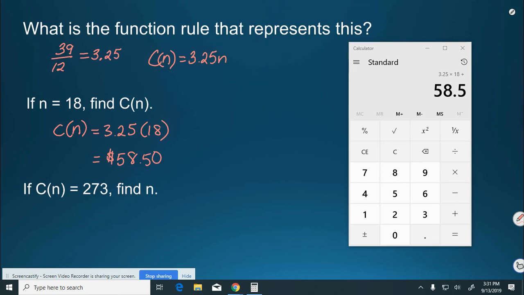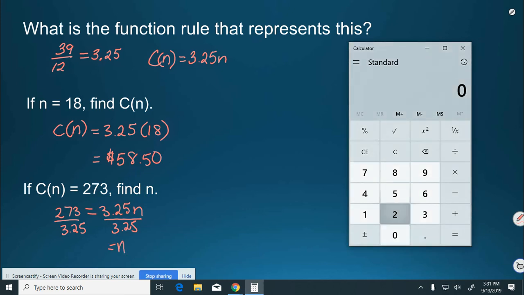Now for the next one, we want to figure out, with the cost being $273, how many cupcakes we purchased. So now we can substitute 273 in for C of n and solve for n. So we divide by 3.25, divide by 3.25. And again, here the goal is just to get the answer, so don't struggle with that math. 273 divided by 3.25 is 84. So 84 cupcakes were purchased if $273 was spent.